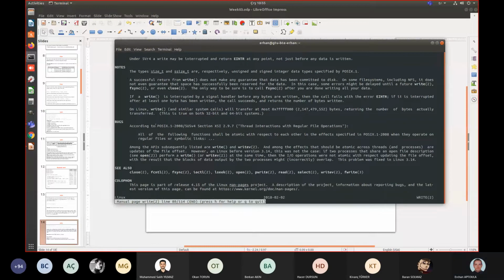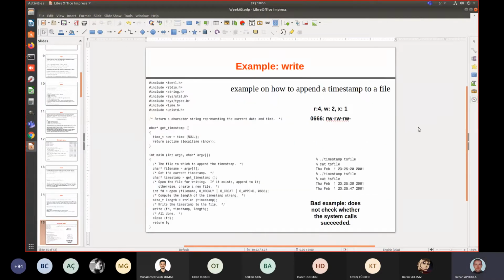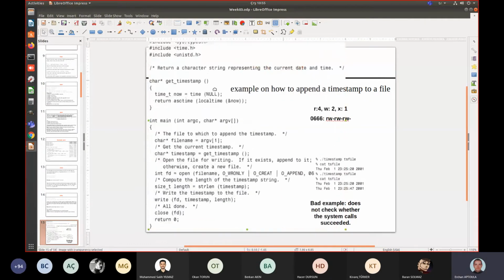Example: appending a timestamp to a file. We have a simple function, get timestamp, which simply uses the library function time to get the number of seconds since the epoch. It converts it to a human readable format by using localtime and asctime.